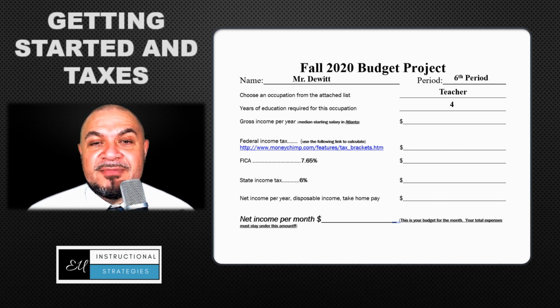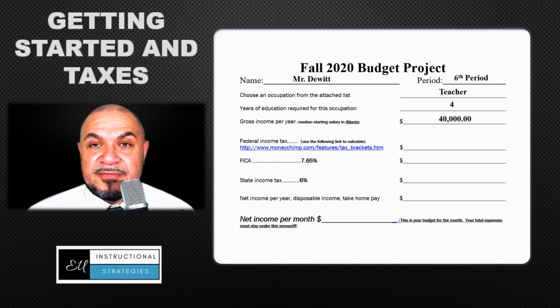For purposes of this video, I am going to use $40,000 for my gross income pay, right? None of the jobs have a $40,000 salary. This is strictly for just providing you with an example of how to do your taxes.